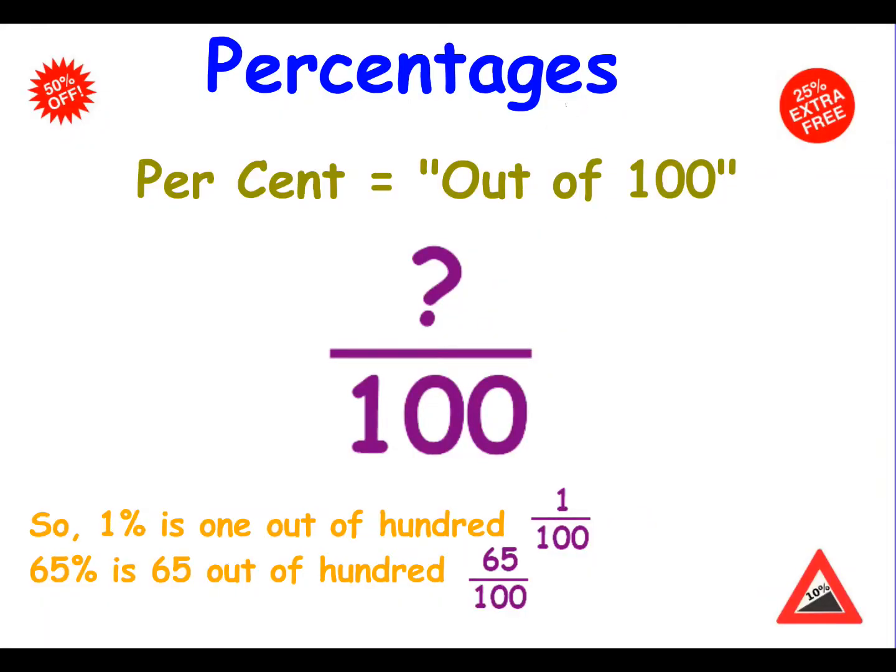As we discussed at the start of the lesson, our definition of a percentage literally means out of 100, percent, out of 100. And what this means mathematically is you have a denominator of 100. So 1% is 1 over 100, and 65% literally means a fraction of 65 over 100.